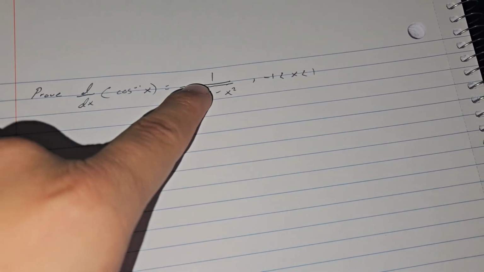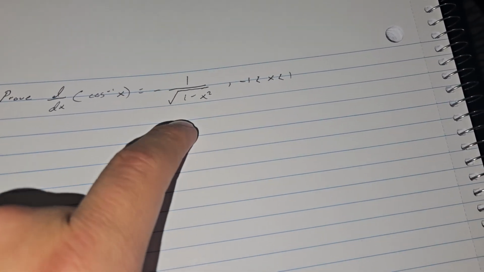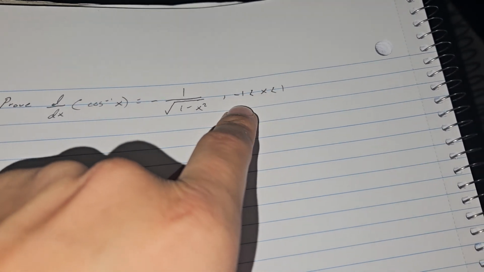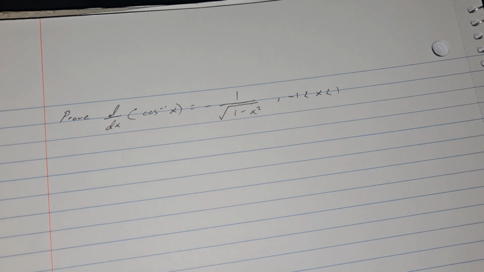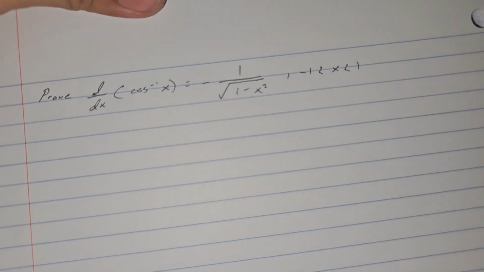What do we have today? We have to prove that the derivative of inverse cosine of x is equal to negative 1 over the square root of 1 minus x squared, and x is between negative 1 and 1. So we're going to have to show that this is the case with the derivative of cosine inverse of x. So let's go ahead and do that.